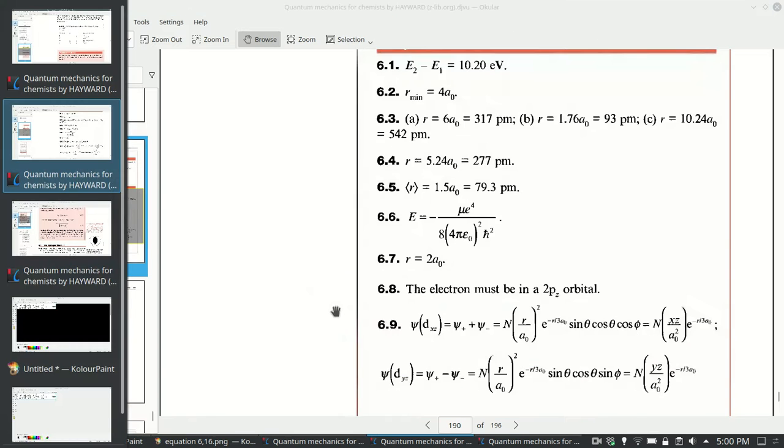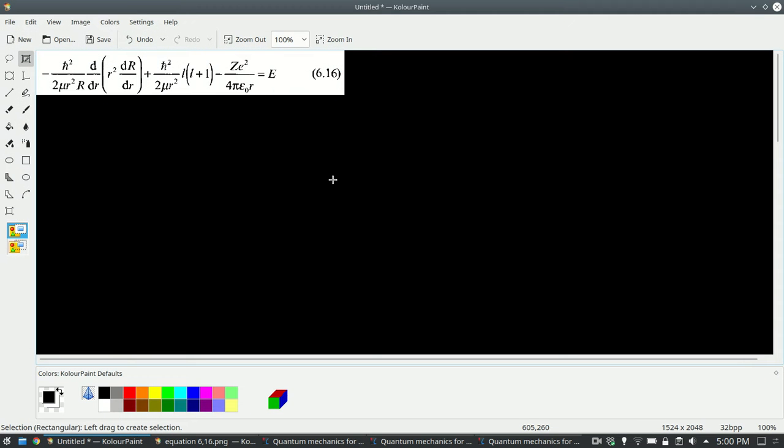Hi, Nicole. This is for problem 6.6. And in problem 6.6, they ask us to take this radial part of some equation and show that a given function R, this function, is a solution.